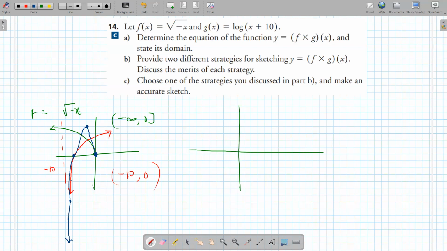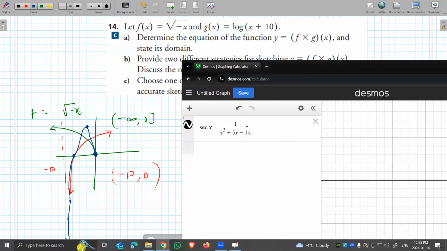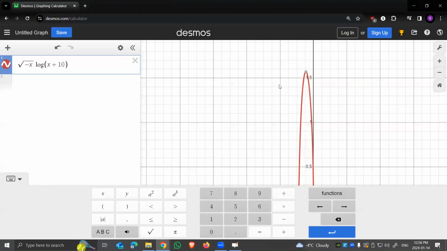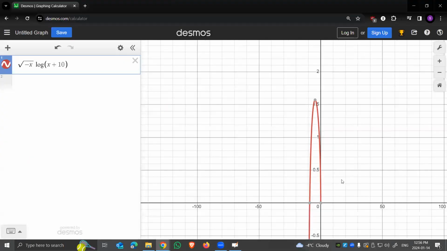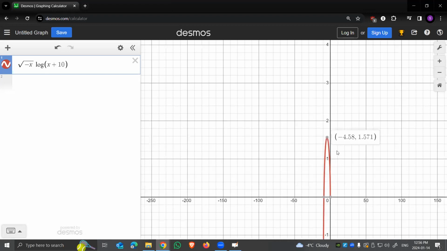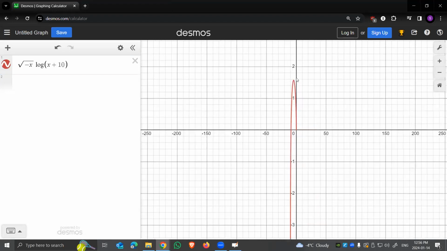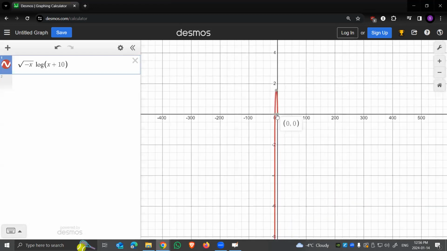Let's sketch it and find out. But the domain is correct. The graph is always a little bit tricky if you don't have precise numbers. Times log of x plus 10. Let's see what that looks like. Yeah, kind of on the money there, right? Kind of has a peak there, and then it's gonna follow this, and it's gonna repeat this vertical asymptote all the way to negative infinity.